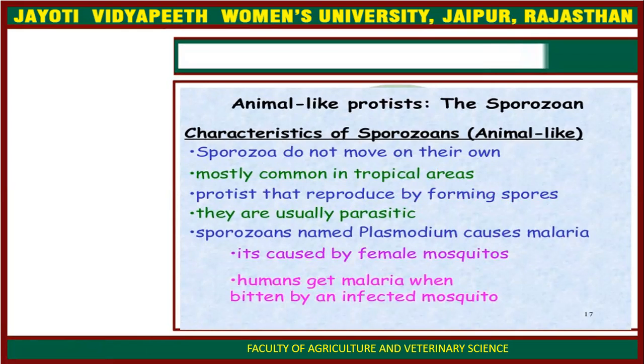What are the characteristics of animal-like protists? The sporozoa do not move on their own. Mostly they are common in the tropical area. The protists that reproduce by forming spores are usually parasitic, meaning they are dependent on other organisms for their food. The sporozoan named Plasmodium causes malaria. It is carried by the female mosquito. Humans get malaria when bitten by an infected mosquito.